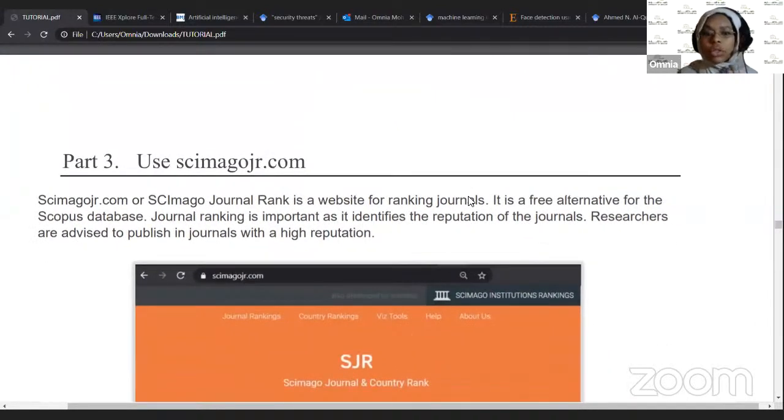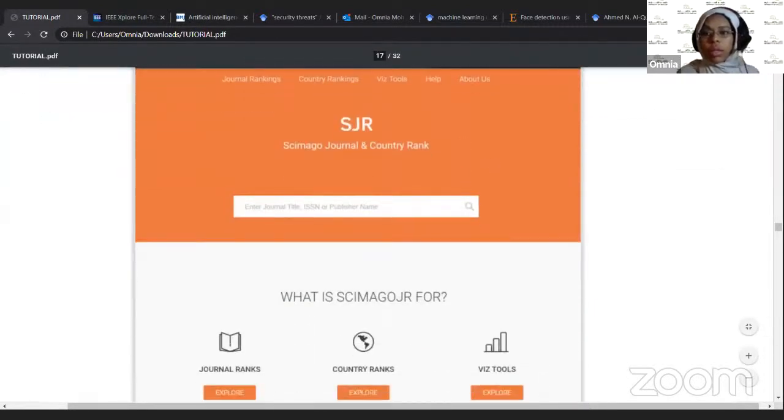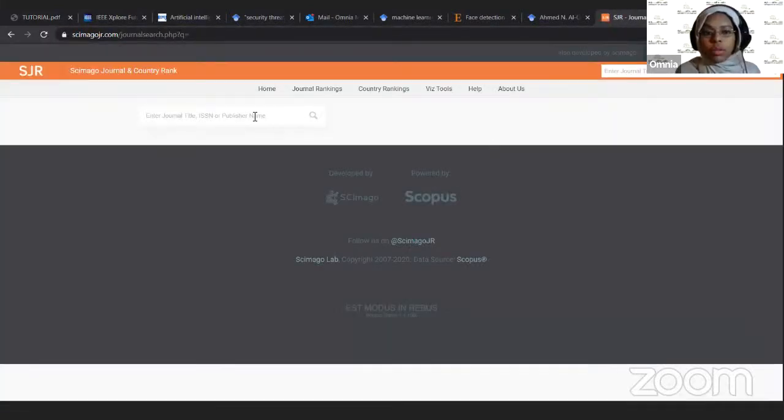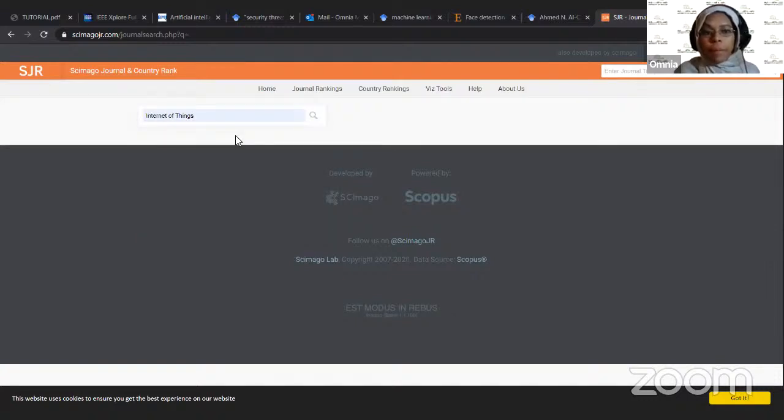Another website that can show how well reputed a paper or a journal could be is SCImago. Let's use this website. We can type in the name of the journal that we want, for example, Internet of Things, and click search.